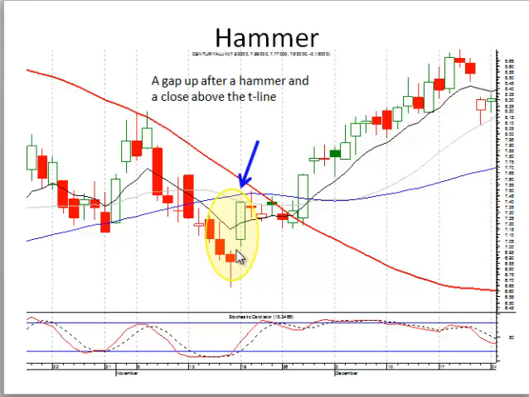A gap up after a hammer signal and a close above the T line, the probabilities are with you. Again, the whole point of investing is to try to set up your trades or your investment funds into things where the probabilities are greatly in your favor. This type of scenario is that probability put greatly in your favor. Hammer, gap up, close above the T lines, stochastics coming up.